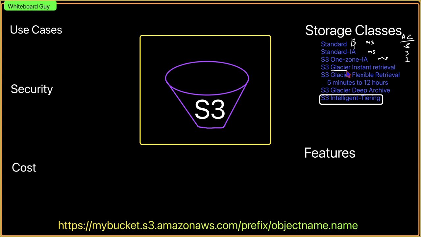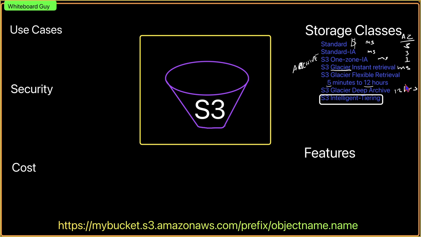When you see the word Glacier, think of archival. Glacier is where you will archive your typical data. If you see Glacier, think archive. If you see archive, think Glacier as far as S3 is concerned. Instant retrieval is available within milliseconds. Flexible retrieval is between 5 minutes and 12 hours. Glacier Deep is available in 12 hours, etc.